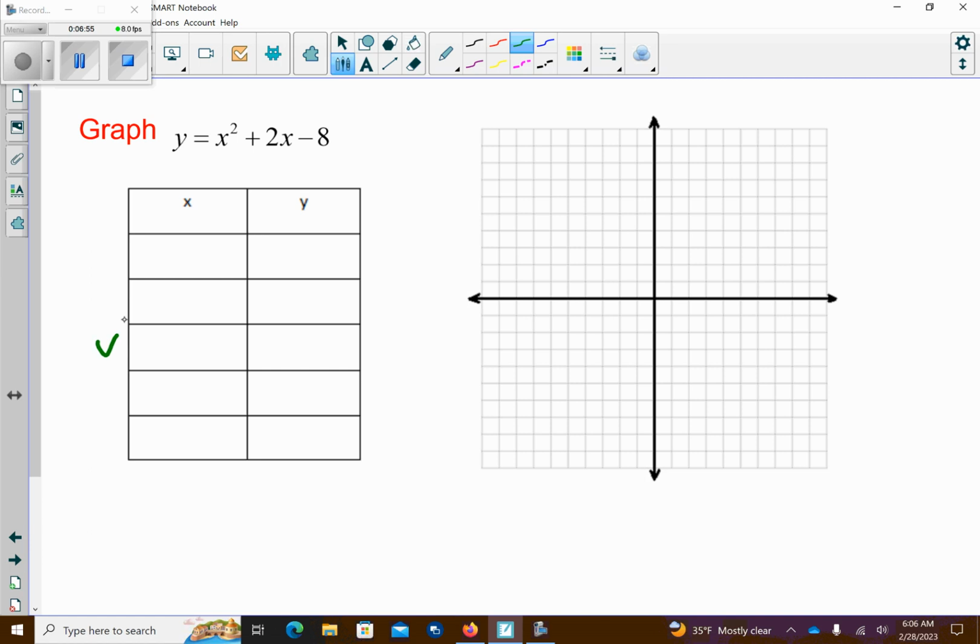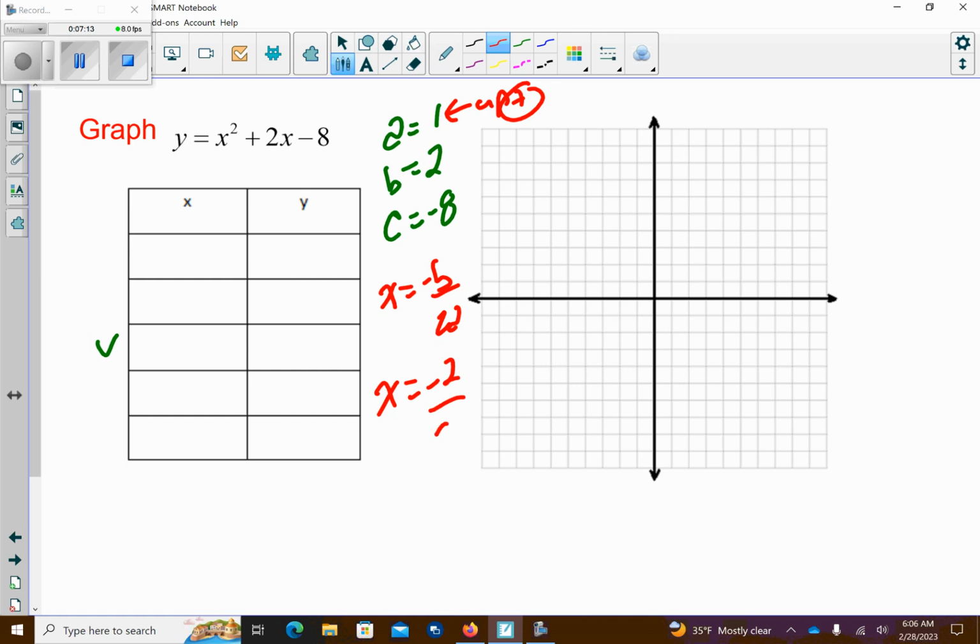So I know that I'm going to label my vertex in the middle. My A value is 1, my B value is 2, my C value is -8. This will open up because that is positive. So I have x equals -b over 2a. So x equals -2 over 2 times 1. X equals -2 over 2, which is -1. So my axis of symmetry, AOS, is at -1, so that's right here.